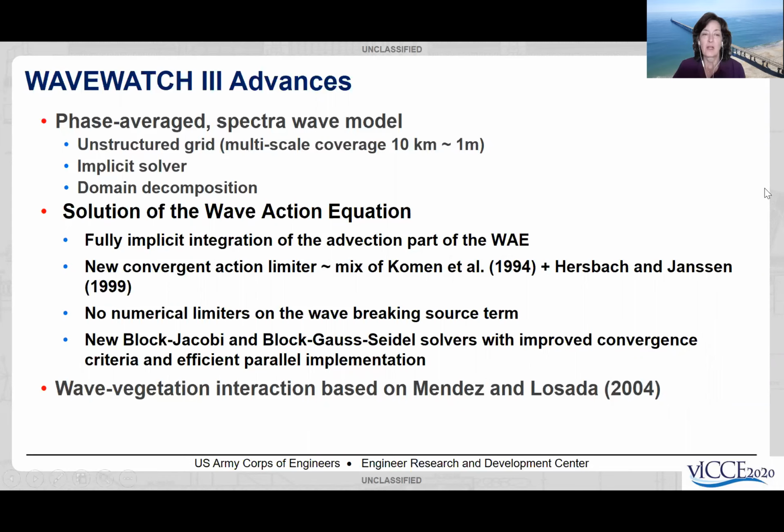We're using a fully implicit integration of the advection part of the wave action equation, applying a new convergent limiter that's a mix between the Koman limiter and the Hirschbach and Janssen limiter. There are no numerical limiters on the wave breaking source term, and we're applying some new solvers and working to improve the efficiency in the parallel implementation. We also have a new wave vegetation source term, but it's not being applied in this simulation.